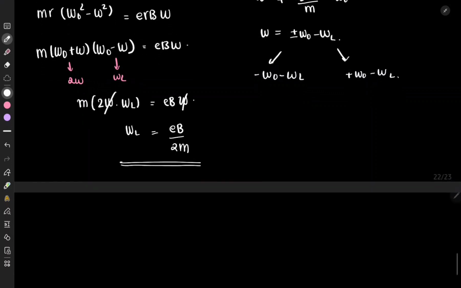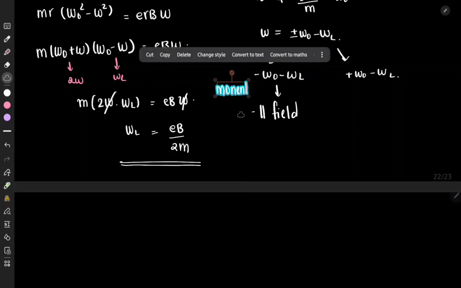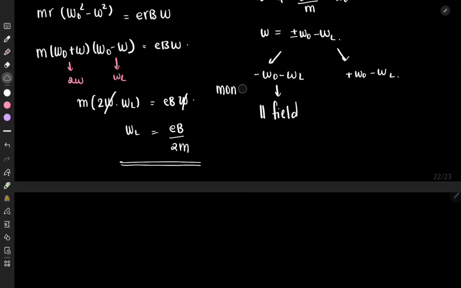So if it's minus omega naught minus omega L, the moments are anti-parallel to the field. Whereas in this case, one is positive, one is negative, we will get moments parallel to the field.